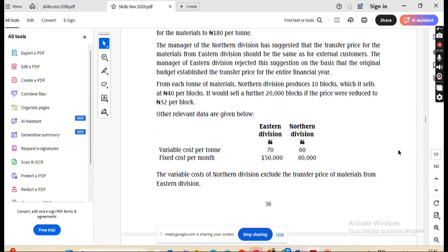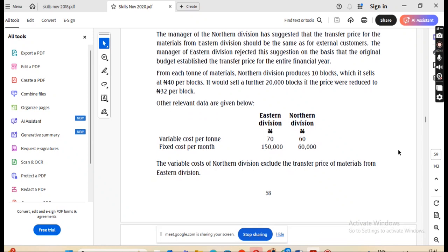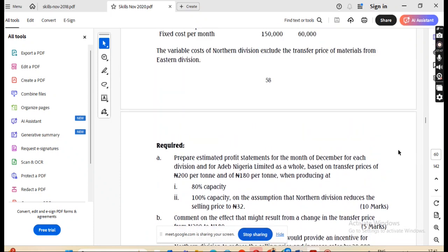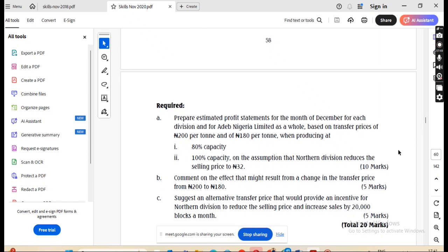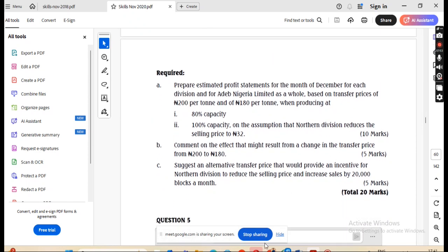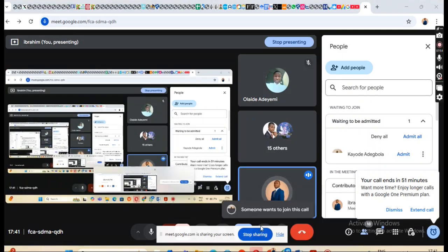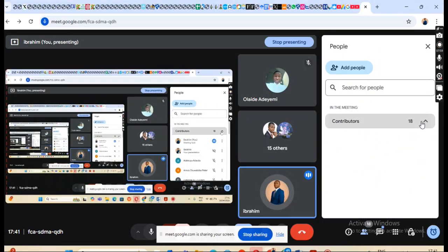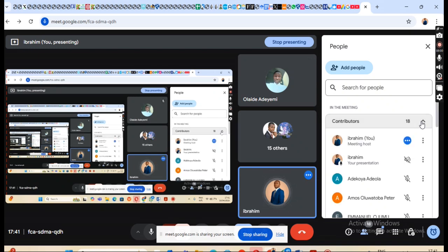They can transfer based on the variable cost of 70 naira. So if it transfers based on 70 naira, the northern division will reduce the selling price to external. With that, more people will come and buy blocks from the northern division. Class, I hope I've been able to communicate that, right? Yes, yes, you did. Thank you.